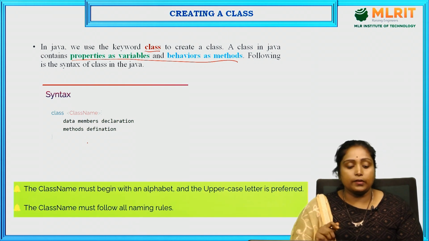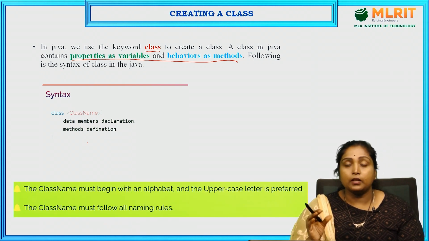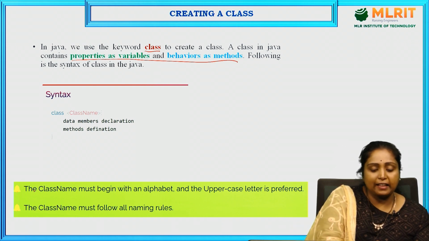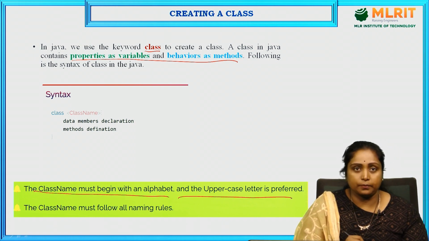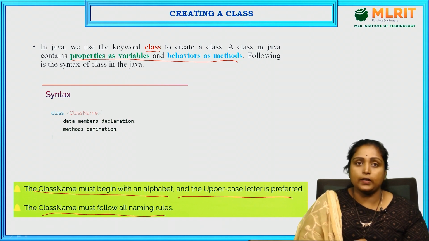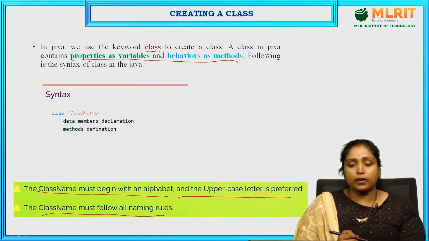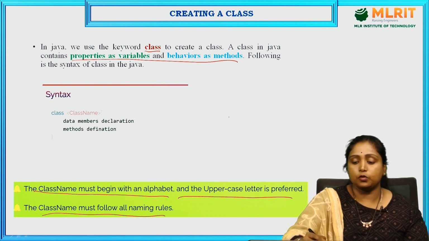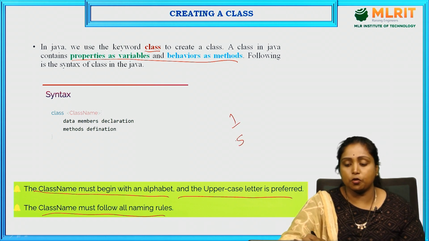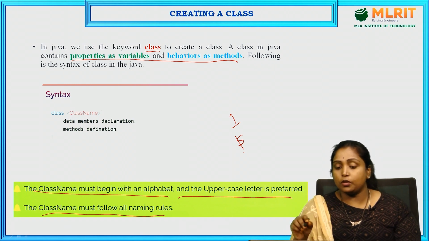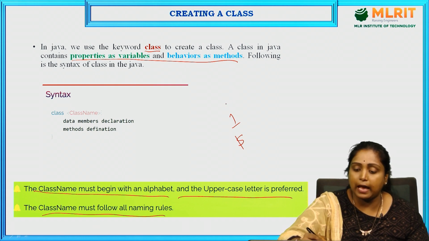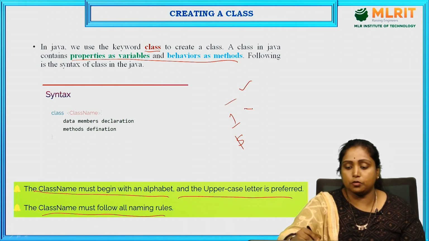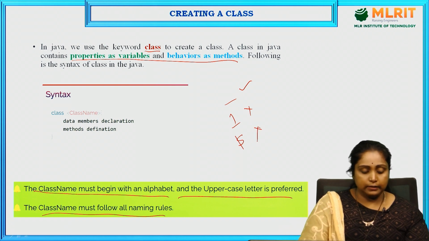And see here, while creating a class, we have some rules. What are the rules? The class name must begin with an alphabet, and an uppercase letter is preferred. Okay, and the class name must follow all naming rules. What is the naming rule? Already we have seen the variable naming rules, right? You should not start with a digit, and you should not use any special characters except underscore. For example, you can have underscore, and you should not start with this, and you should not start with this, isn't it?